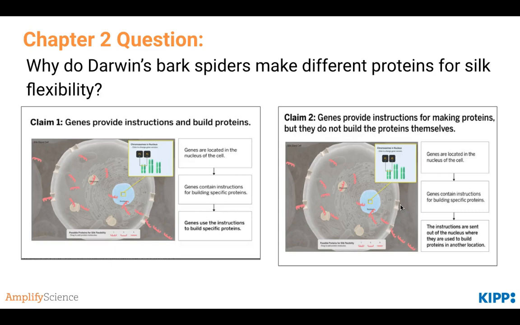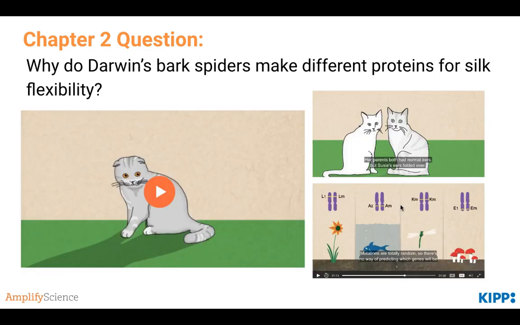Throughout chapter two, students will be grappling between these two claims and doing different activities that will help them determine which claim is actually accurate. Also in chapter two, students will be introduced to the concept of mutations. They will watch a video about a cat that has short ears, which is different from other cats in its family. And the video will also break down how different genotypes work.